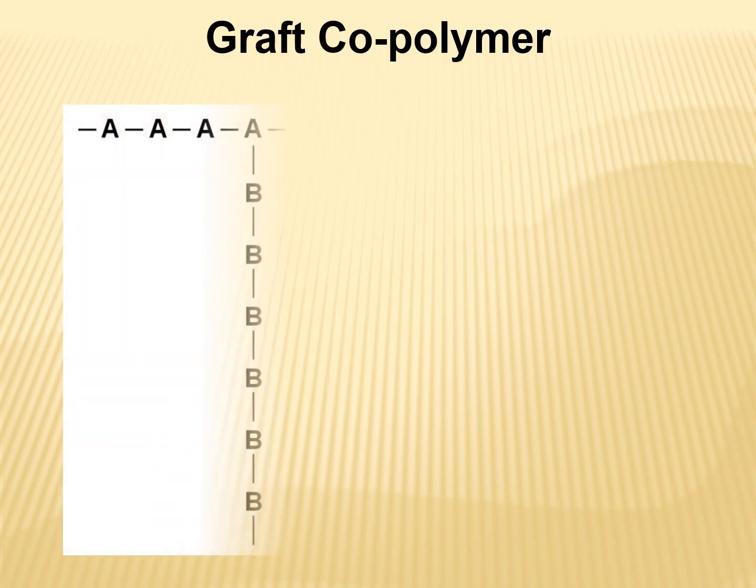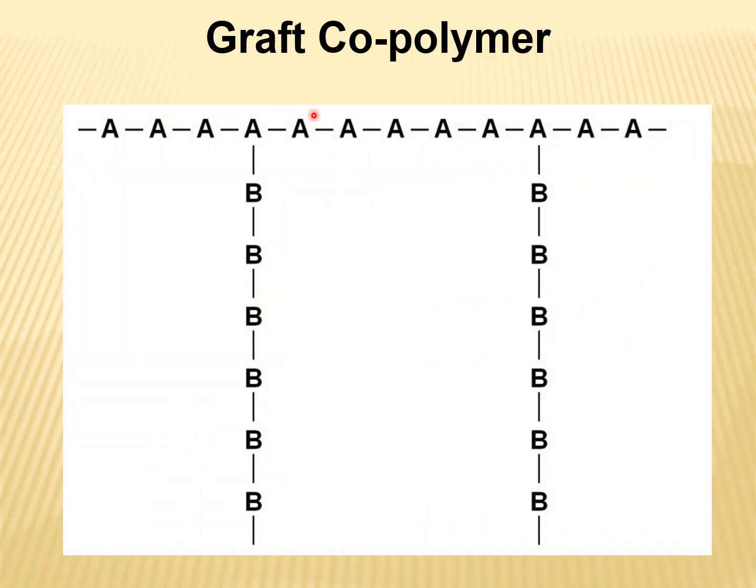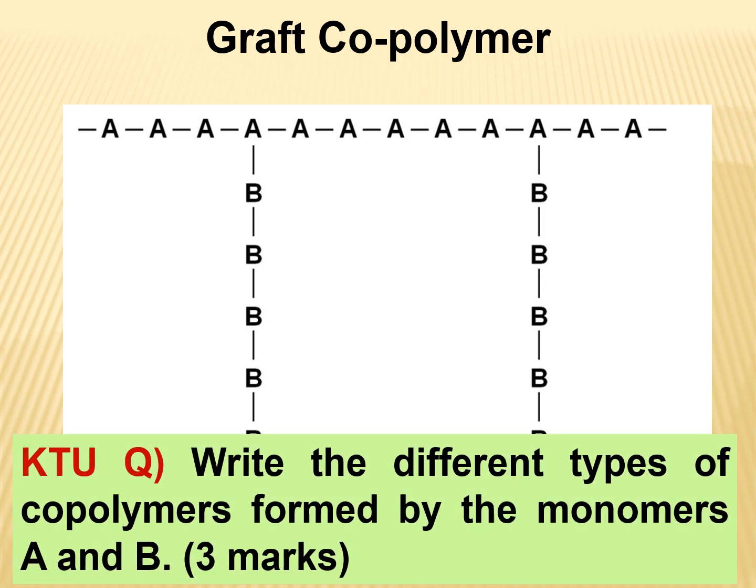Graft copolymer means it is something like this. You have a long chain of A and you have several short chains of B which are grafted to this A at different positions. That is called a graft copolymer. So this is the classification of copolymers. Now here you have a very important KTU question. Write the different types of copolymers formed by the monomers A and B. This question is very important from your KTU examination viewpoint.